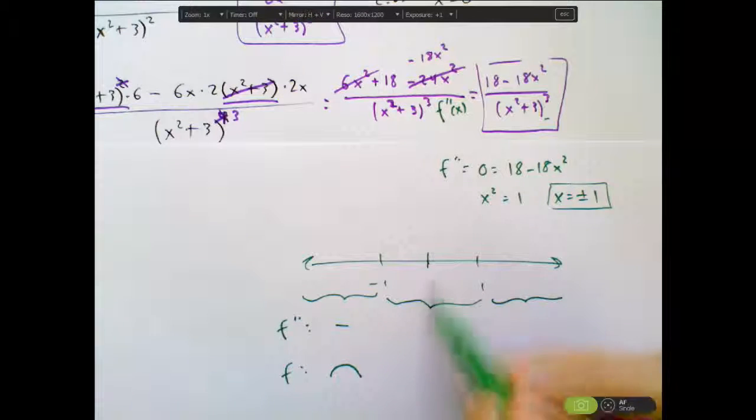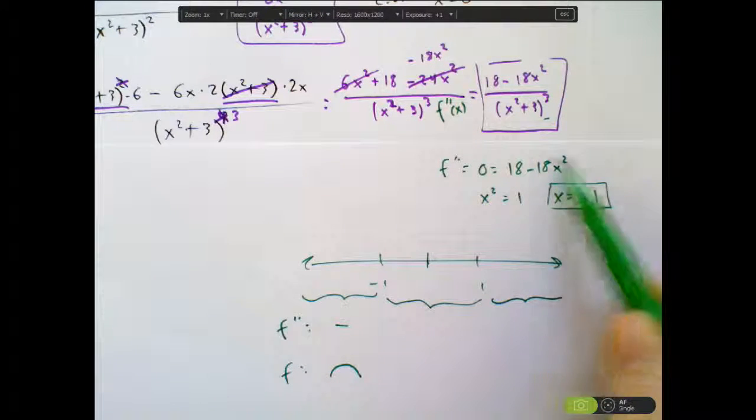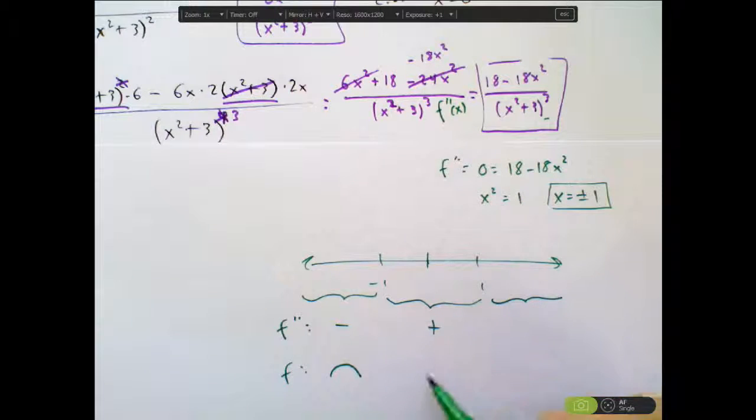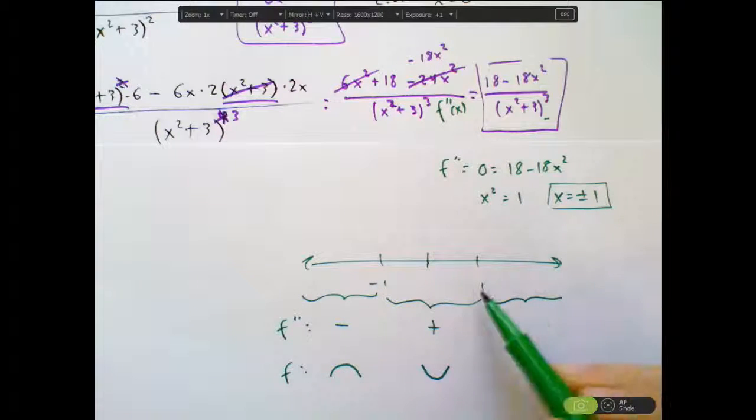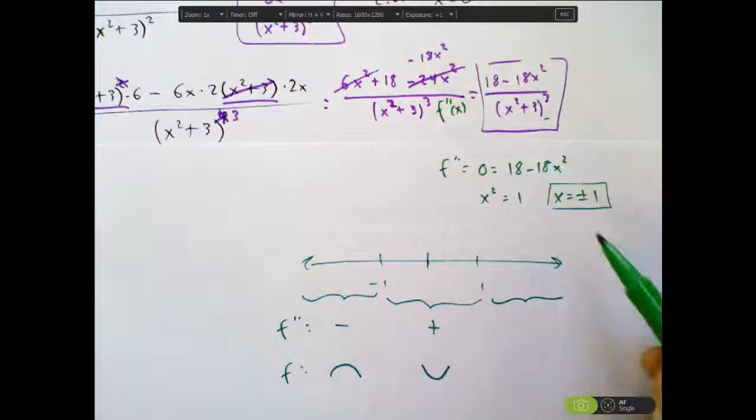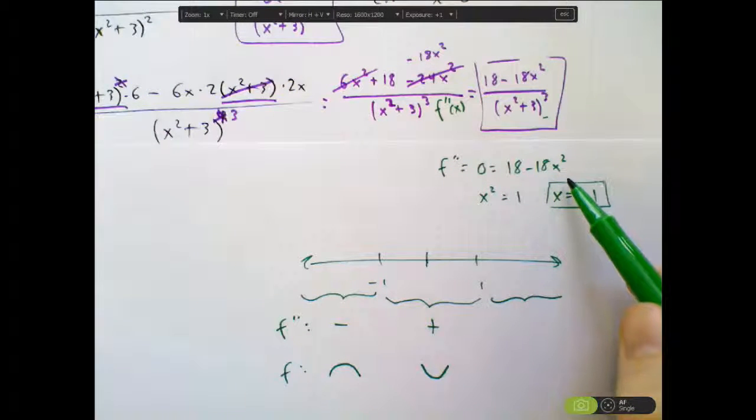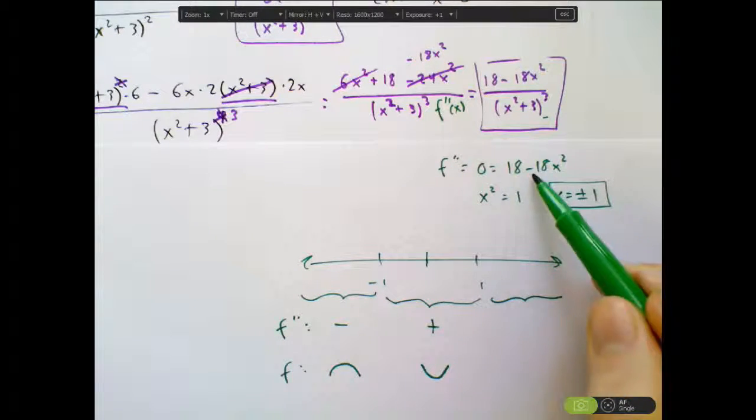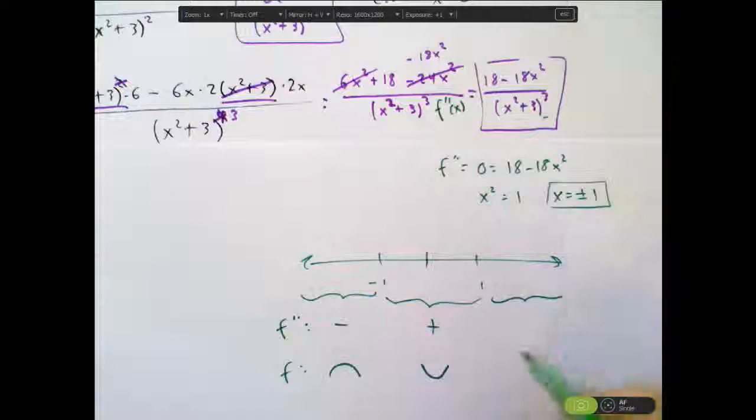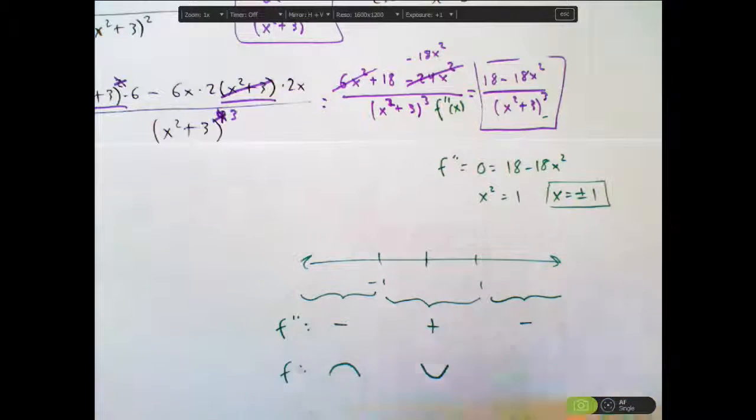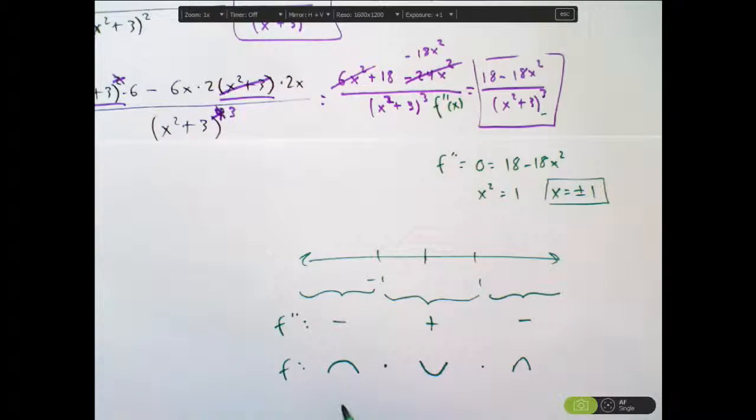All right, let's choose 0 for this middle interval. So when x is 0, this is positive, which means f is concave up. All right, let's choose something in this interval. We'll choose 10 again. And that's the same thing as negative 10. So I've got 18 minus some very large positive term. So that's going to be f double prime is negative, which means we are now concave down again. So that means I've got points of inflection both at -1 and at +1. Because the curve is going from concave down to concave up, or vice versa.